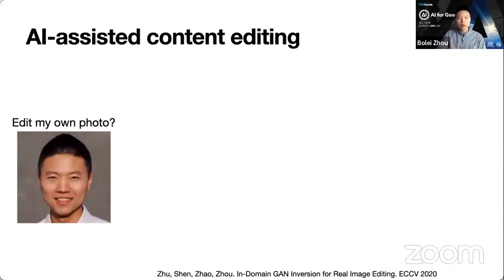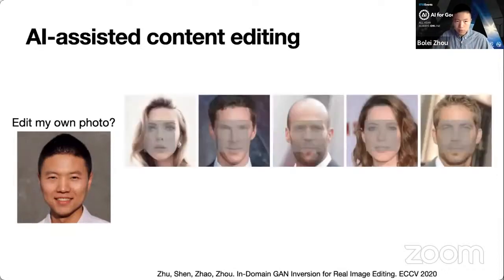So we wonder how we can use the AI generative model to edit our own image. Here is a photo of mine. Let's say I want to try different styles. Here are a lot of Hollywood celebrities. Then I want to try changing my hairstyle to be like theirs and see how I would look.